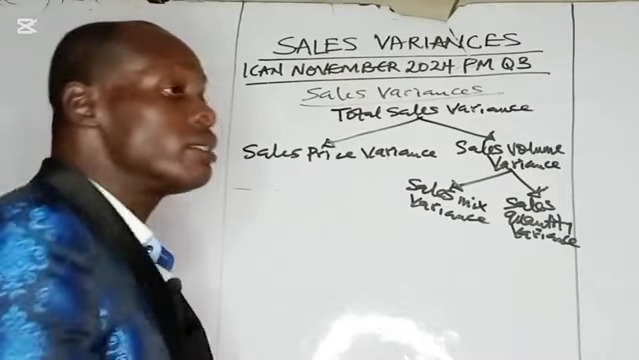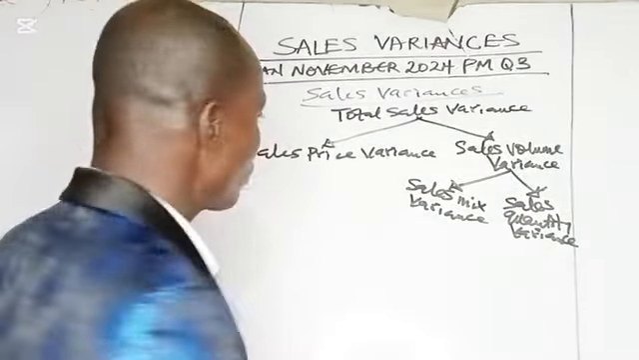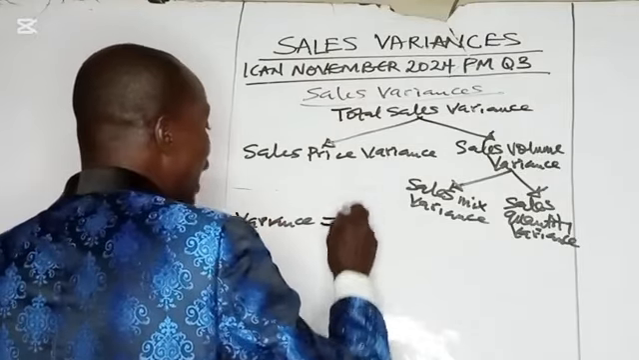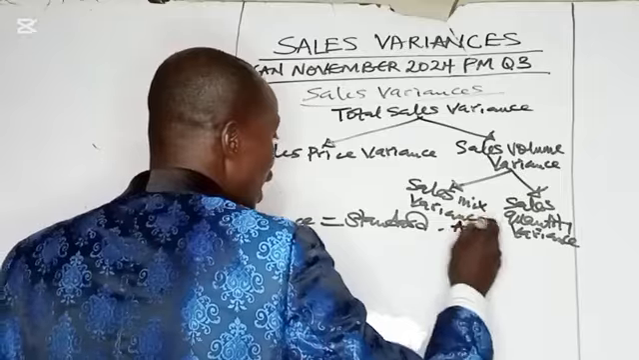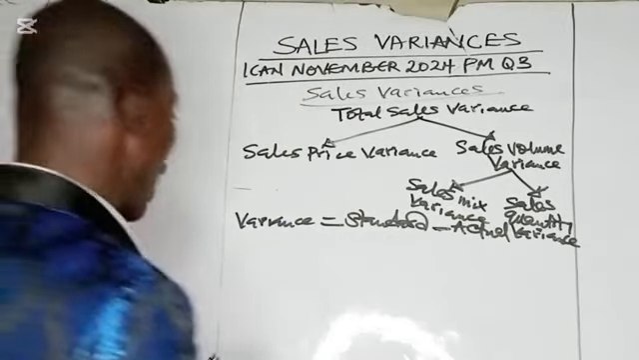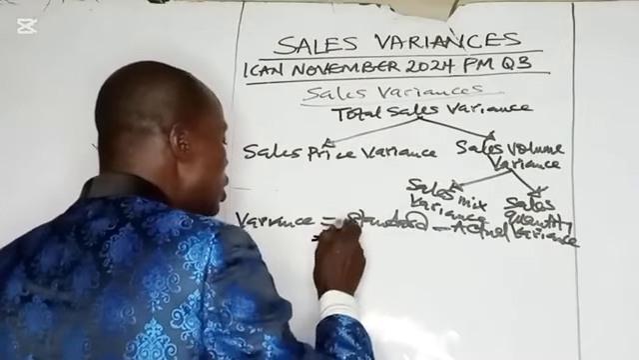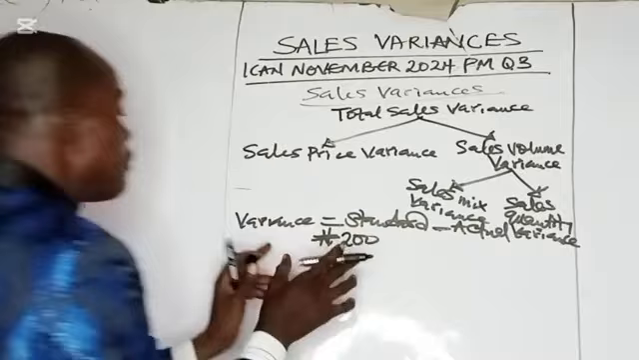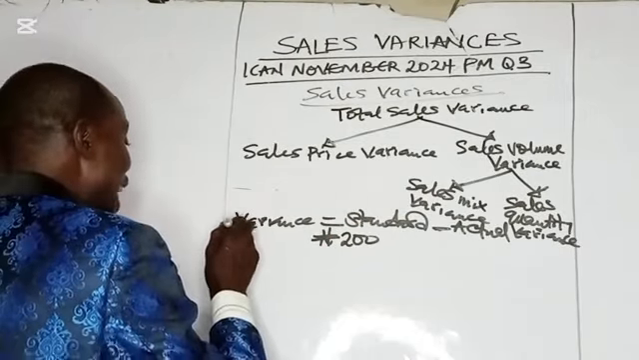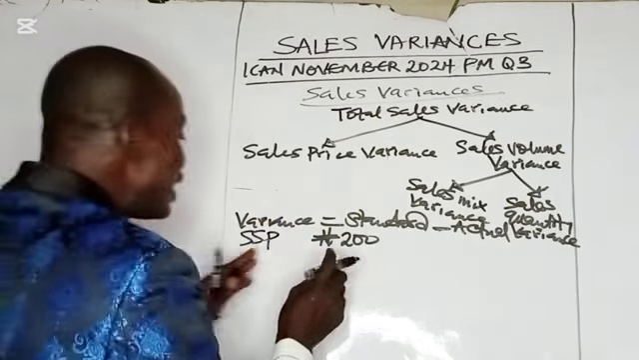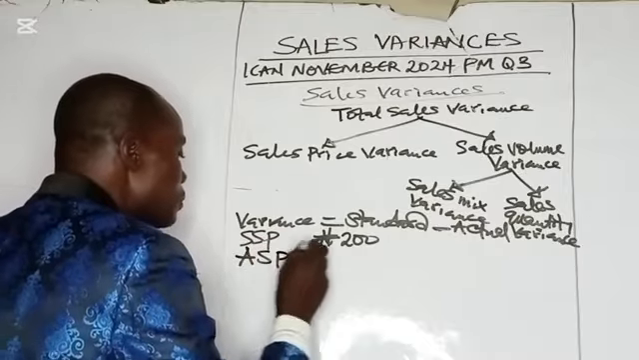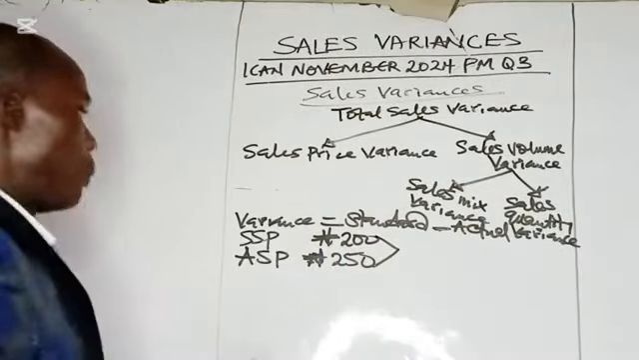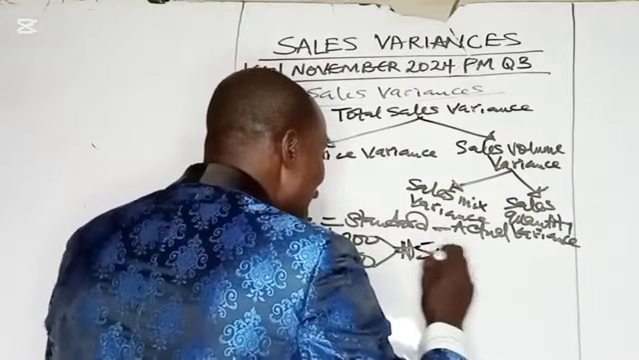Remember, variance is the difference between standard and actual. Variance is standard minus actual. If you did plan to sell each of your items at 200 naira, this is your standard selling price. And at the end of the period, you might end up selling it for 250 naira. That means you have sold this item more than you planned, leading to a variance of 50 naira.